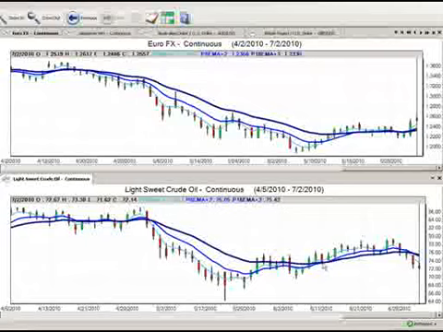Now, we can see that when it crossed to the upside, the correlation is essentially 100%, but all of a sudden the light sweet crude moved a little higher, and the euro started moving lower. Now what we're seeing is a crossover to the upside on the euro and just about a crossover to the downside on light sweet crude.